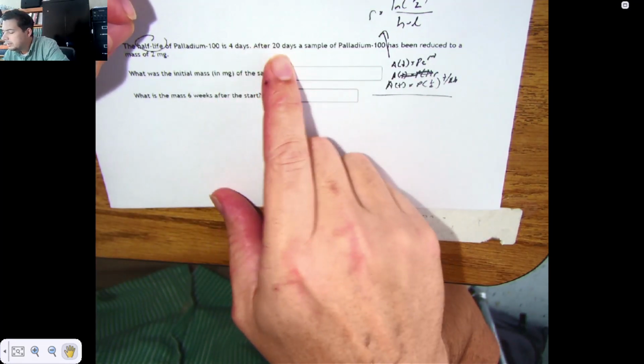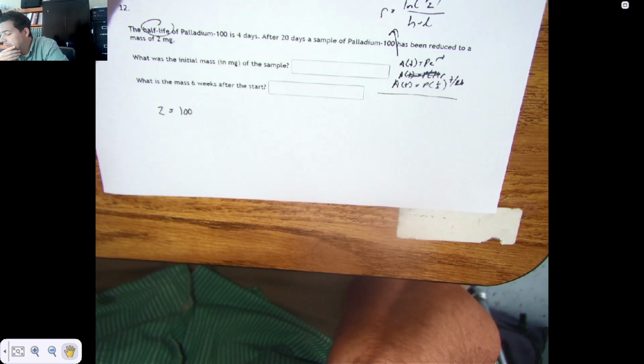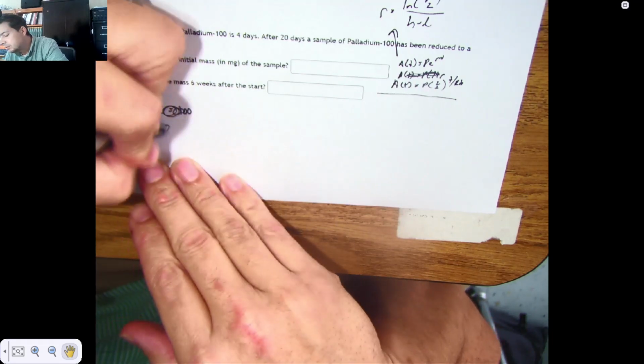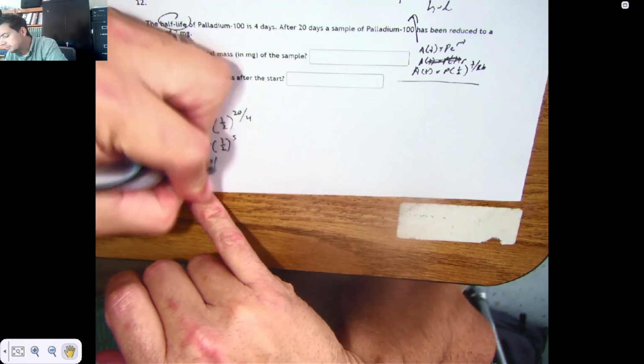All right, so after 20 days, we have 2 milligrams. We started with, oh, sorry, we have no idea what we started with, do we? 2 is the principal times 1/2 to the time, which was 20 days, over the half-life time of 4. So 2 is the principal times 1/2 to the 5th power, which would be a 32nd. Anyways, times 32 both sides, and 64 is your principal. From what I saw of those of you doing this in class, none of you are having any issues with that. And now I actually have an equation.